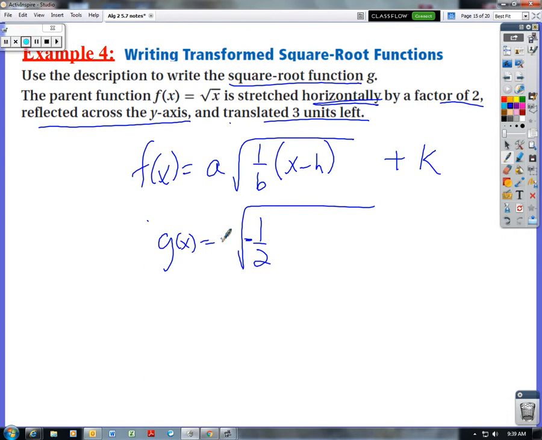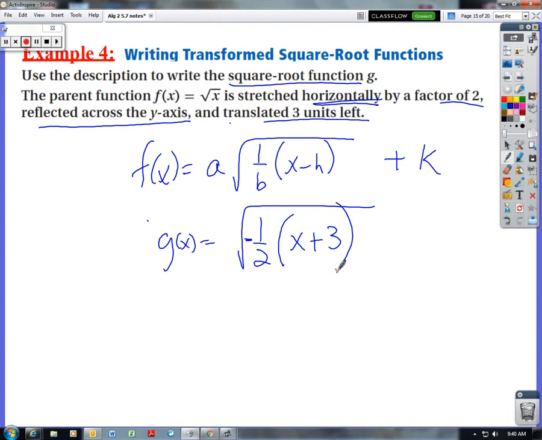And it's translated 3 units left. So the back and forth shift is inside with the x, and it's in the opposite direction. We need parentheses. So that's new, we haven't really had that before. If it's left, it's actually positive because it's backwards from what you would think. And it's not moving up or down, so we don't have to worry about a k.